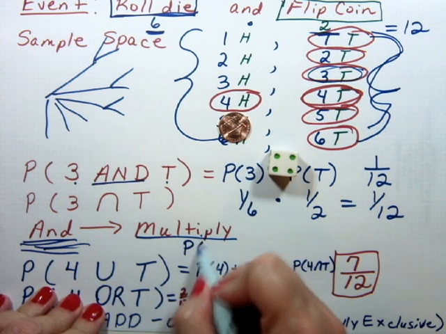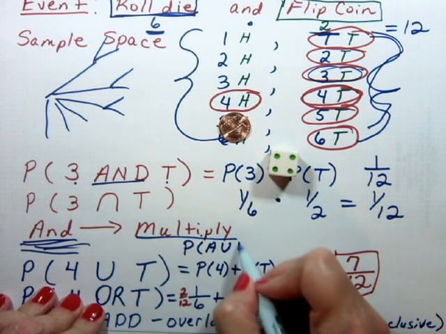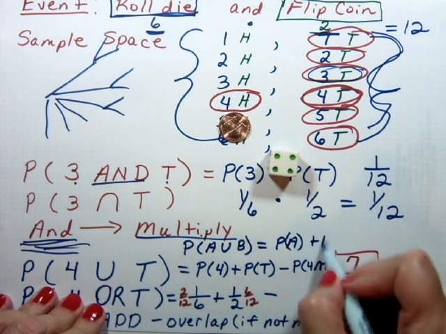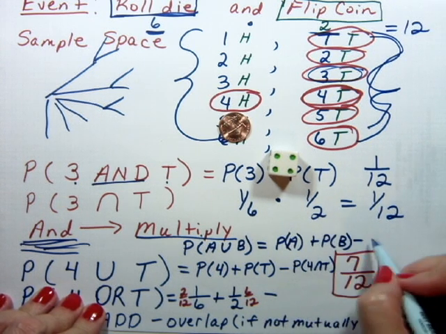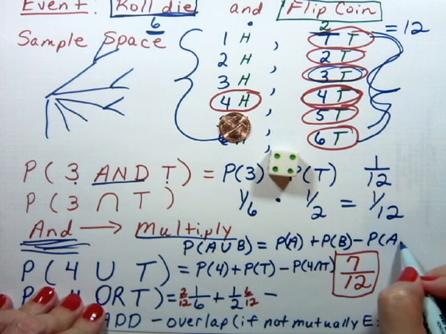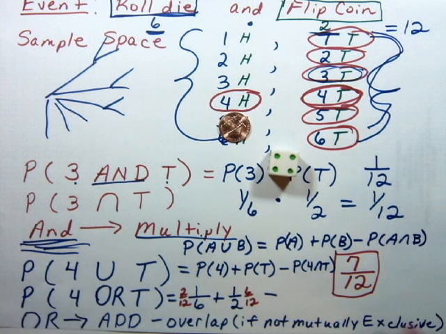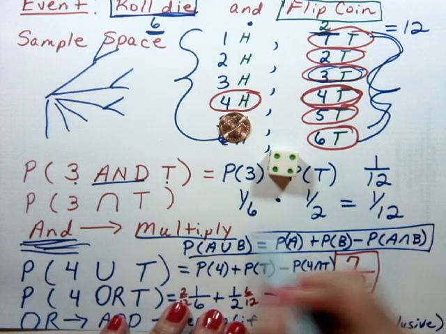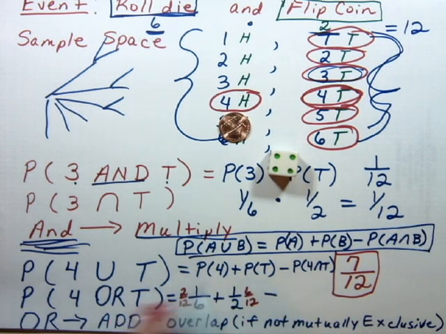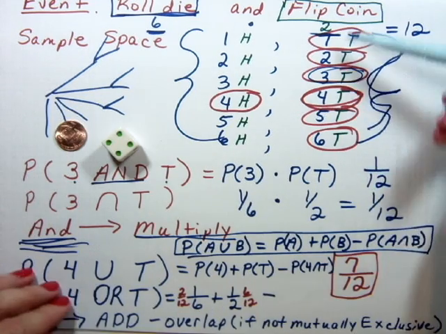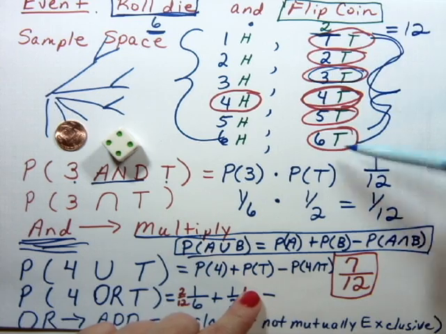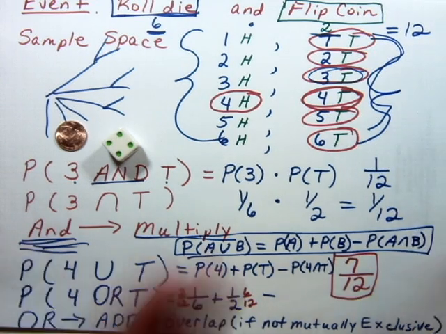The probability of A or B is the probability of A plus the probability of B minus the probability of A and B. But don't get bogged down by the formula. There it is, but don't get bogged down if you just think of this sample space. It's the probability of the first thing plus the probability of the second thing minus, could there be an overlap? It would be the probability of it happening at the same time.